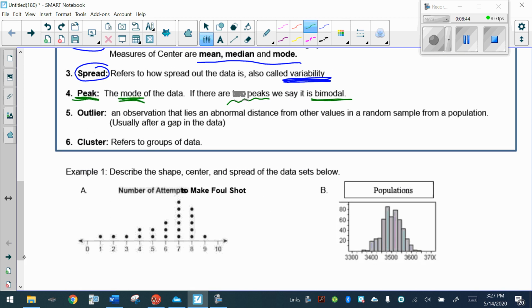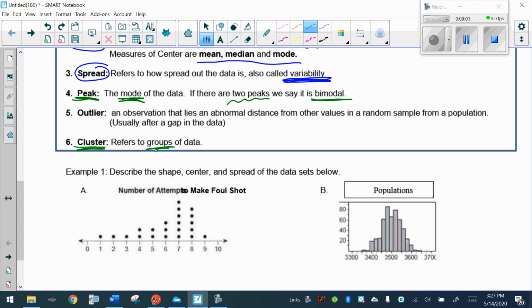All right, and then the last one here is a cluster. And I think that's pretty self-explanatory. That's where the group of the data falls. So kind of like if you were going to say this is where most of the data is between here and here, we call that a cluster.